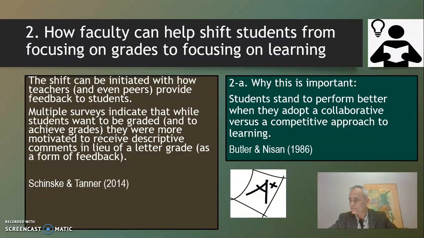Why is this important? What's at stake here is not just promoting actual learning over grades, although that is vital. Students stand to perform better when they adopt a collaborative versus a competitive approach to learning. Butler and Nisan conducted a study that compared the effects of 2 types of feedback, evaluative versus descriptive, and also no feedback on student performance. What they found is that students that received descriptive feedback as opposed to evaluative feedback in the form of grades perform better on ensuing tests and especially upon problem-solving tasks and assignments.